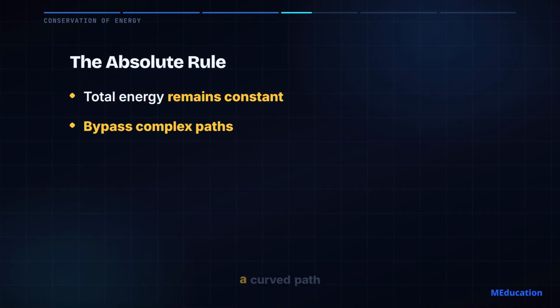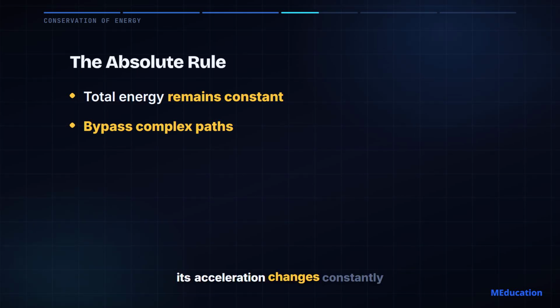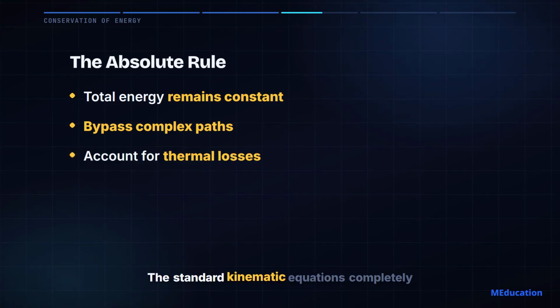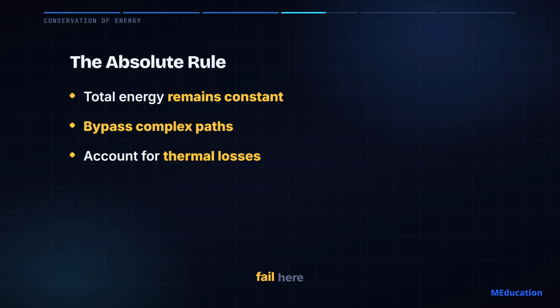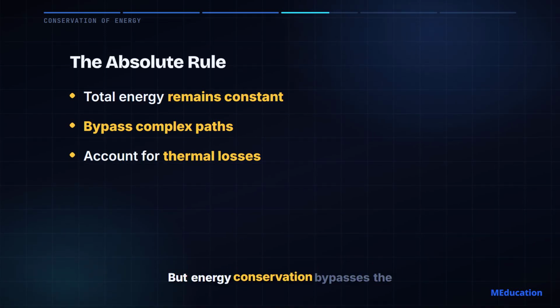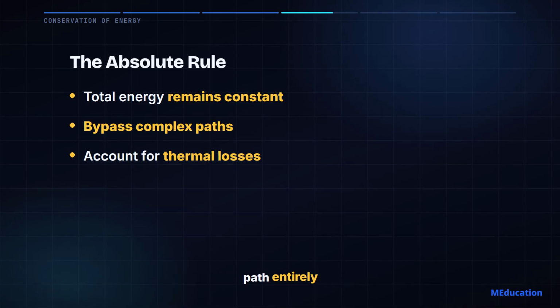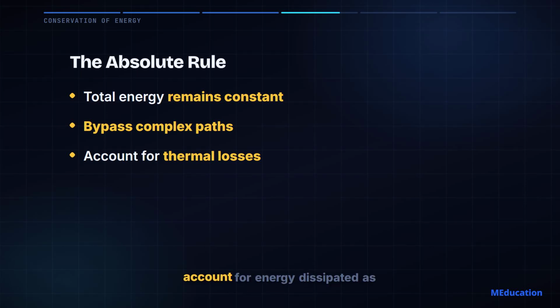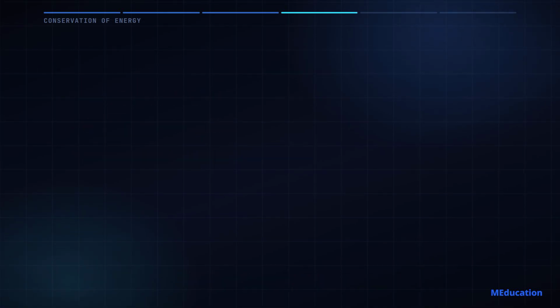When an object moves along a curved path, like a swinging pendulum, its acceleration changes constantly. The standard kinematic equations completely fail here. But energy conservation bypasses the path entirely. You will learn to track these transformations and, crucially, account for energy dissipated as thermal energy due to resistive forces like friction. This is the silent workhorse behind the hardest exam questions.